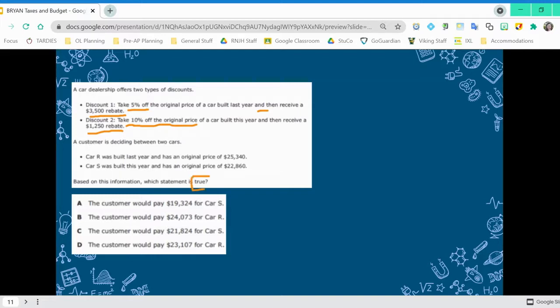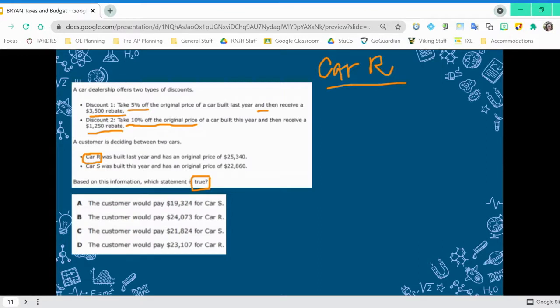So we want to know a true statement. The statements all say the customer would pay this for car S, or the customer would pay this for car R. So basically, we need to figure out what's going to be the discounted price for car S and car R. So let's start with car R, since they listed that first. So let's write car R down on your paper.